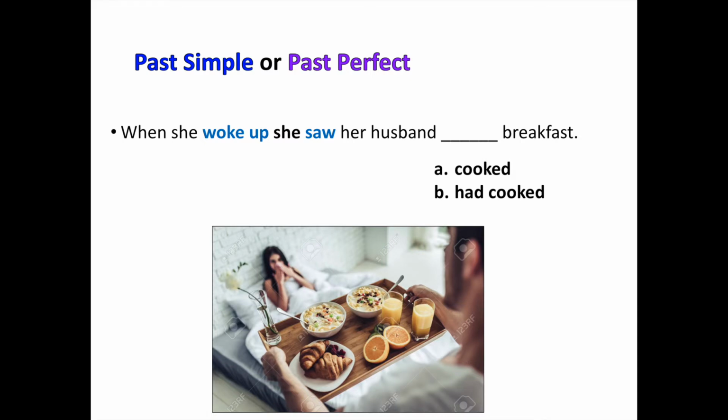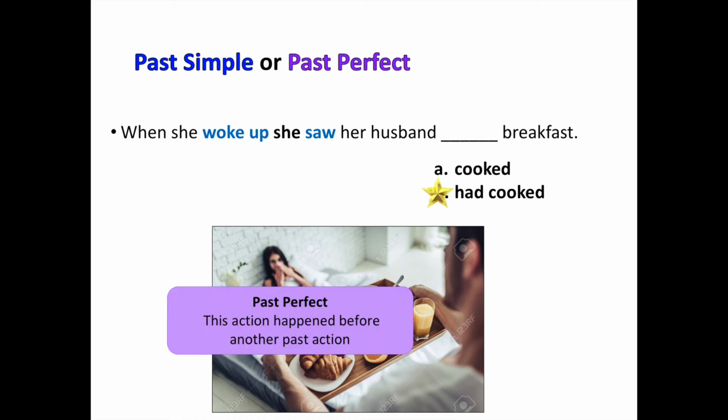When she woke up, she saw her husband cooked or had cooked breakfast. So here we want to think about what happened first. Did she wake up first, or did her husband cook breakfast first? Here, we'd use past perfect, had cooked, because he cooked breakfast before the other past actions of her waking up and seeing him.